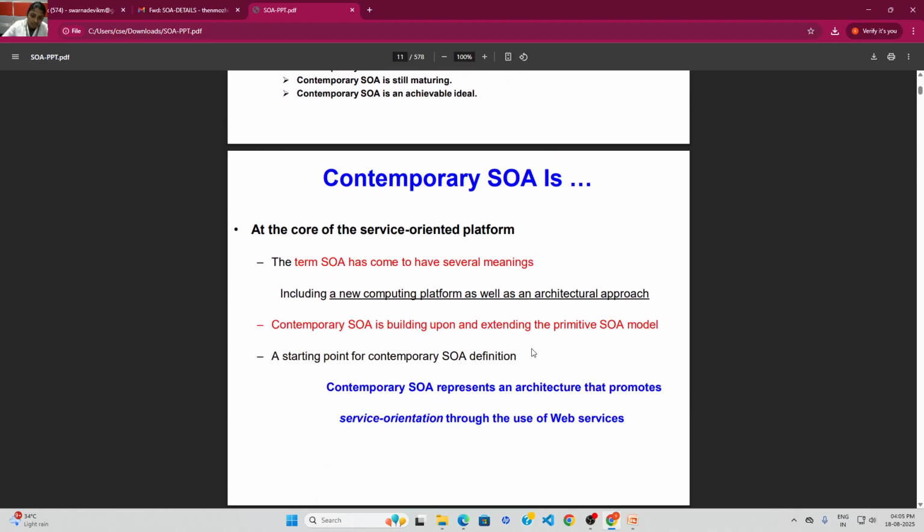Contemporary SOA has several meanings, like new computing platforms being organized with the appropriate architectural approach. And what are the definitions? It represents the definitions between web services. How will we use the web service? How will we use the web application? How will we use the different applications between consumer and producer, or otherwise client and server? This communication between the applications is called SOA.